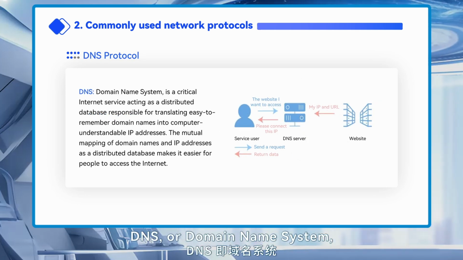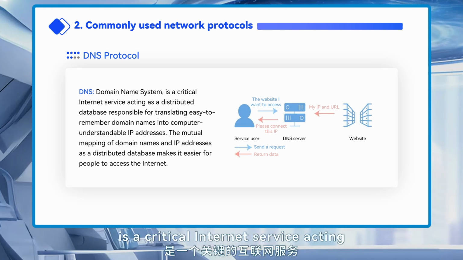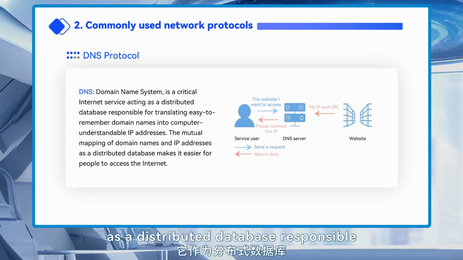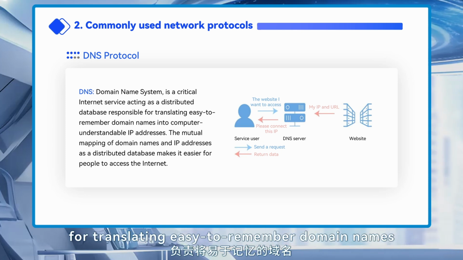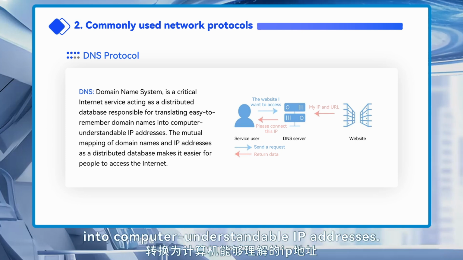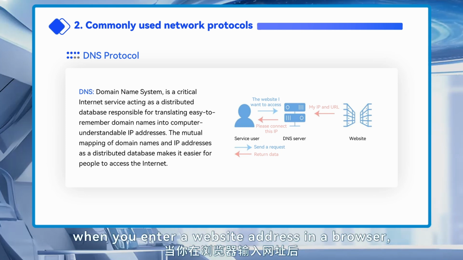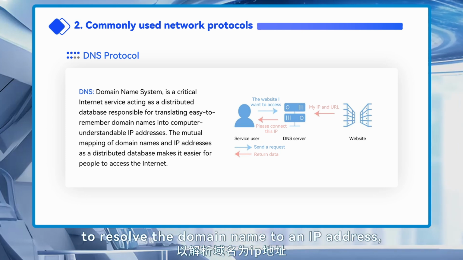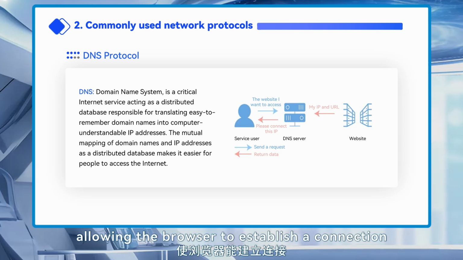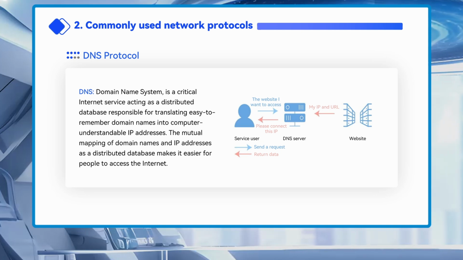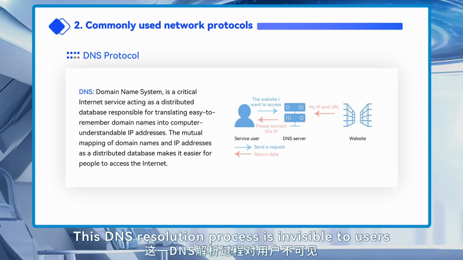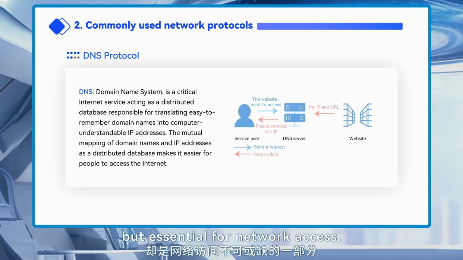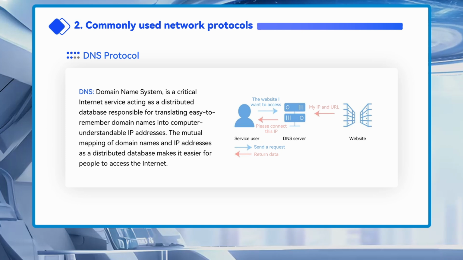DNS, or Domain Name System, is a critical internet service acting as a distributed database responsible for translating easy-to-remember domain names into computer-understandable IP addresses. For example, when you enter a website address in a browser, your computer queries DNS servers to resolve the domain name to an IP address, allowing the browser to establish a connection and access the website. This DNS resolution process is invisible to users but essential for network access.